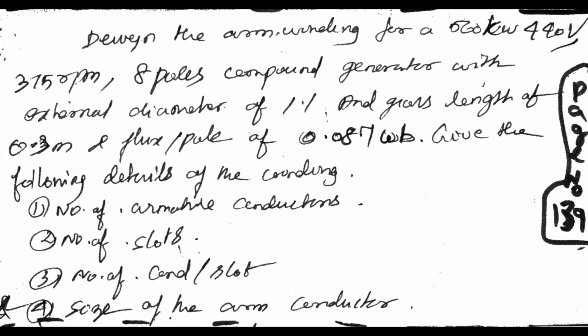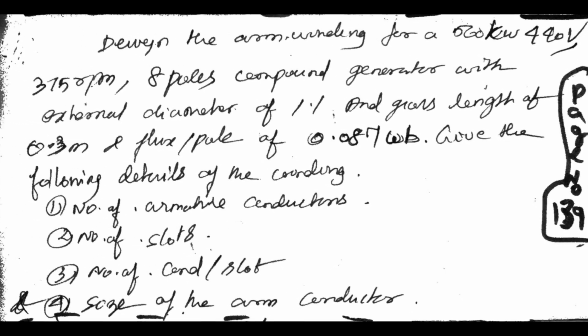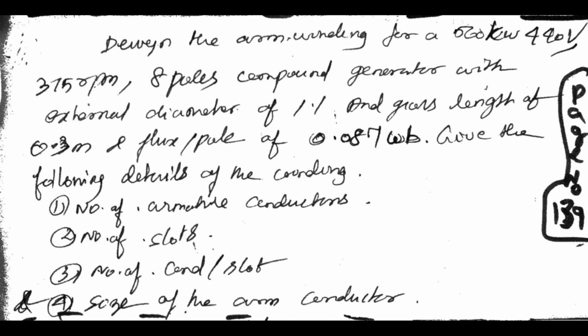Check for armature design. Topic problem. Design the armature winding for a 500 kilowatt, 440 volt, 375 rpm, 8 pole compound generator with an external diameter of 1.1 meter and gross length of 0.3 meter and flux per pole of 0.087 Weber. Give the following details of the winding.